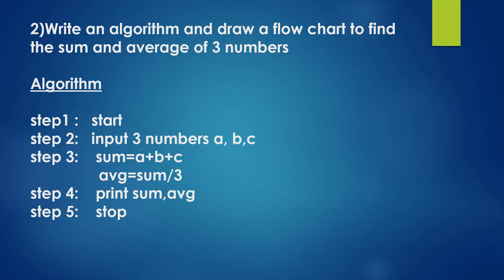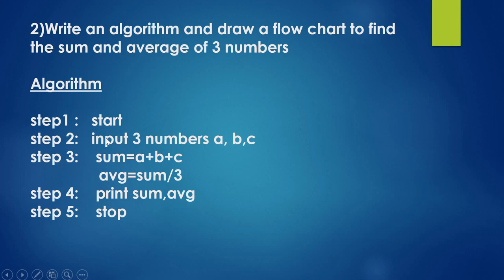Then what is the output? Output is sum and average. In this problem, there are two outputs, that is sum and average. Three inputs and two outputs. Then how to write the algorithm? What is the first step? Start. The last step should be stop.